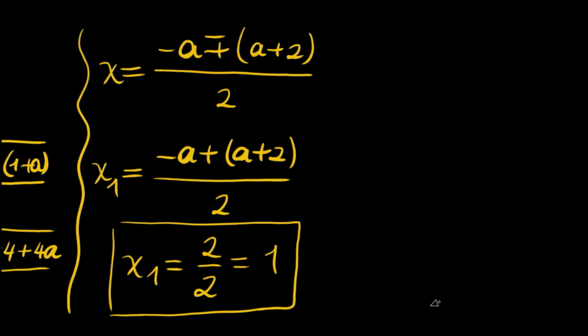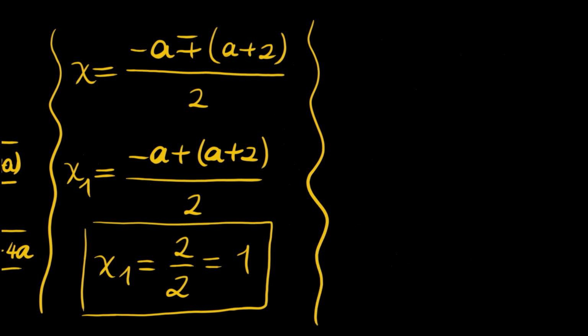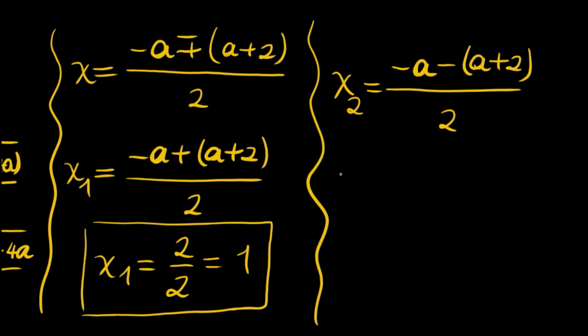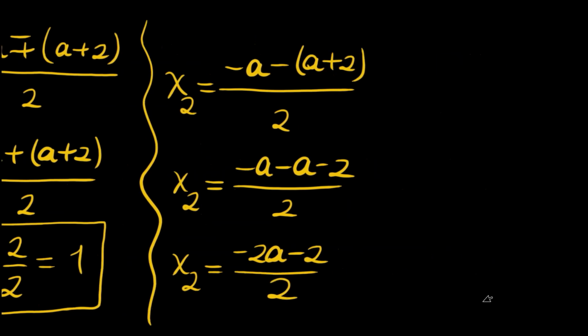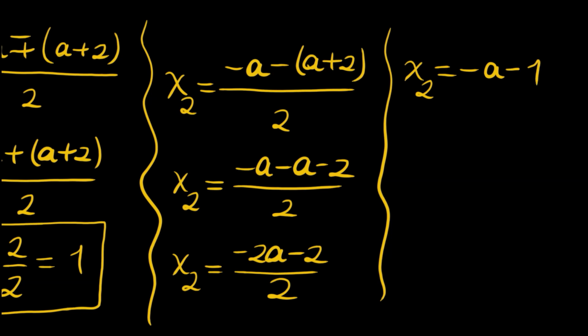And the second solution here is x2 is equal to negative a minus a minus 2, divided by 2, which is negative 2a minus 2 divided by 2. And cancelling by 2, we will say x2 is equal to negative a minus 1.